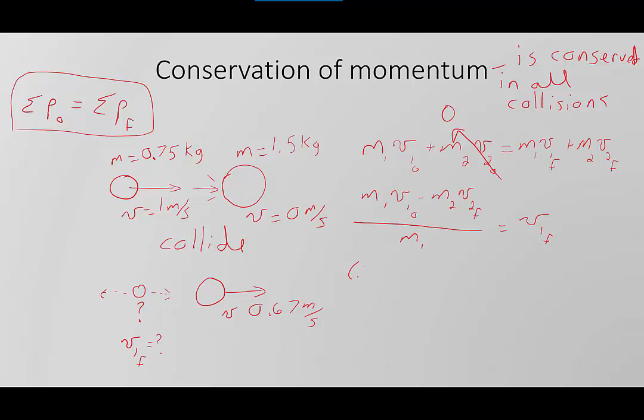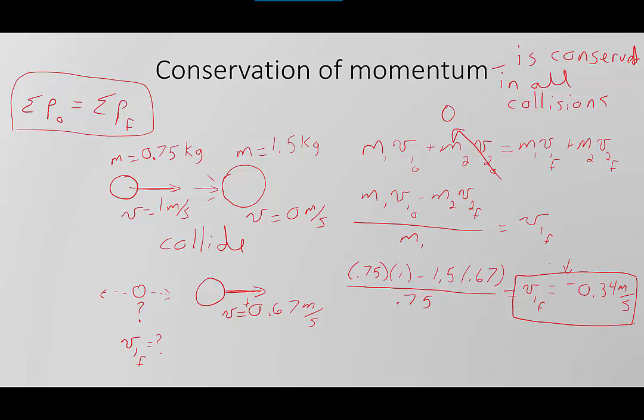Plugging in numbers, 0.75 times 1 minus 1.5 times 0.67, divided by 0.75. Now notice that the velocity of the second ball final is still positive because it's still going in the original initial direction of the first ball. This is v1 final. If we solve this, we find out that the final velocity of the first ball is a negative 0.34 meters per second. This negative means that it is actually going backwards. So it does in fact bounce back away from the large ball, back the way it came.